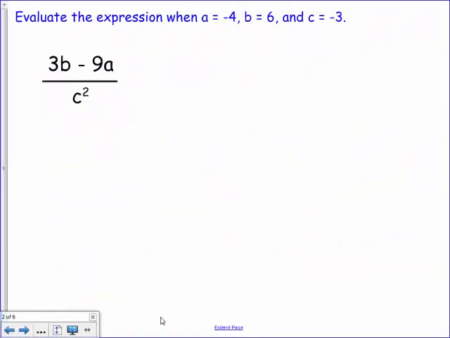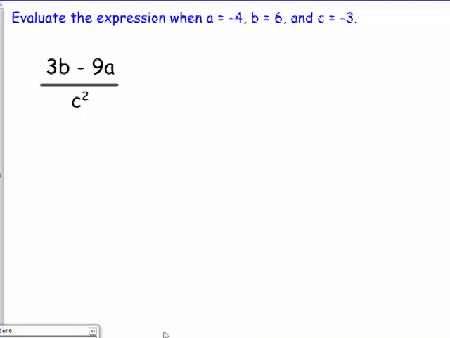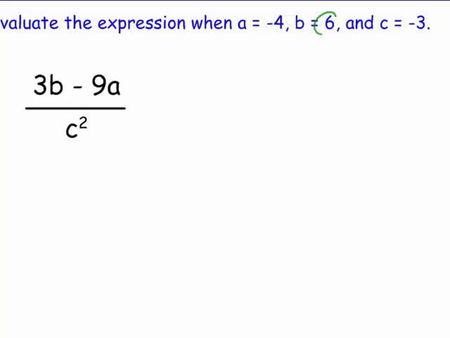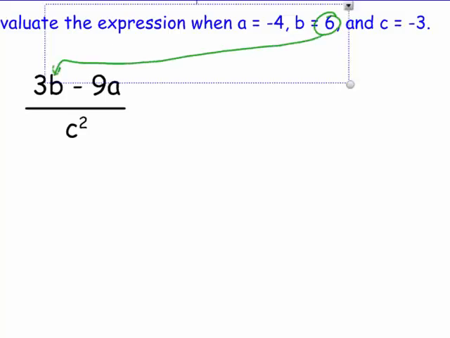So evaluating expressions, the biggest thing is when you're given variables and you need to plug in for them, just to be careful. So for example here, it says evaluate the expression. A is -4, B is 6, and C is -3. And then you have this expression (3b minus 9a) divided by c squared. So let's plug in all of our variables here. So first off, B is 6. I'm going to go ahead and plug that in right here. So some of you might be able to take 3 times 6 right off the bat. That's totally fine. I'm going to rewrite it.